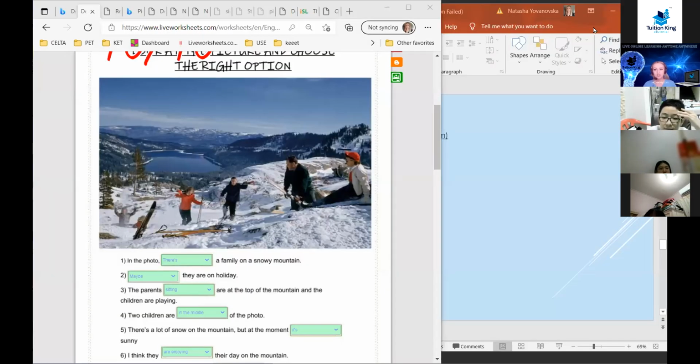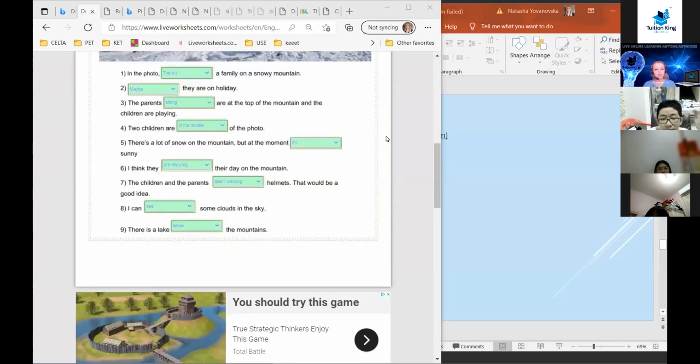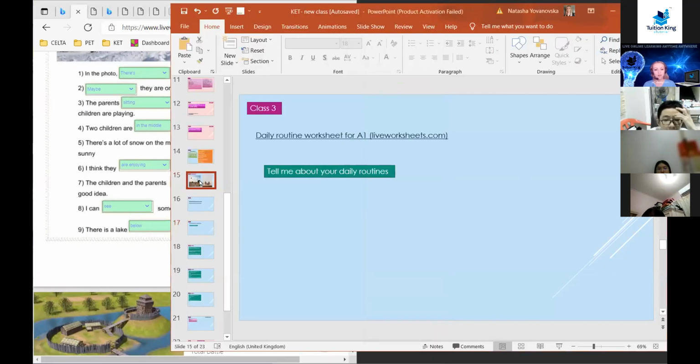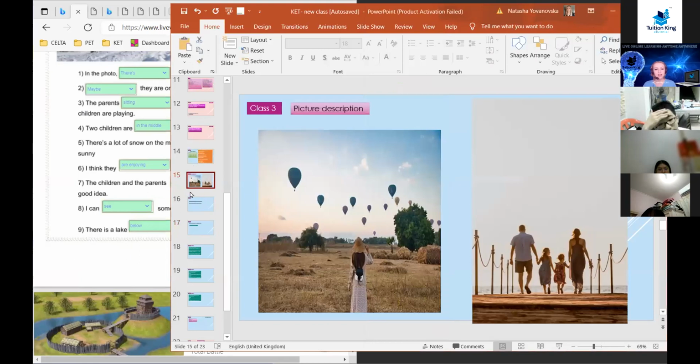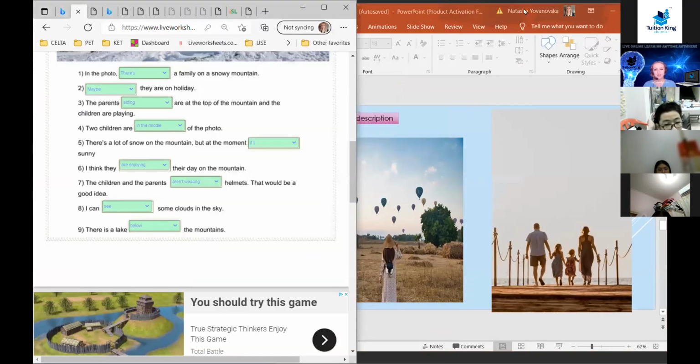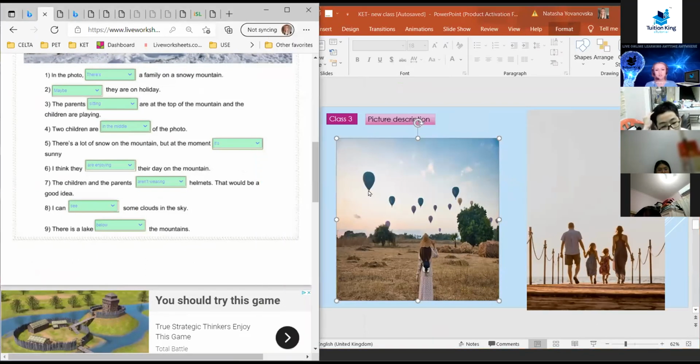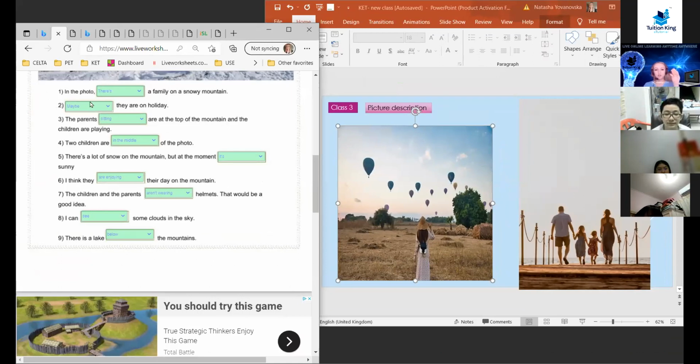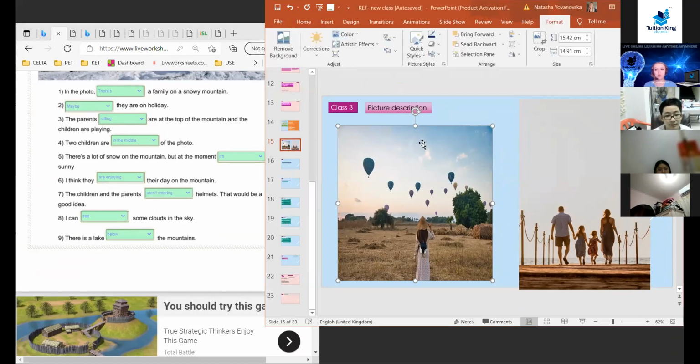Okay, so what's going on now? I'm going to scroll this up like this, and I will open the two pictures again. Now, what I want you to do is, let's first talk about the first picture. I want you to look at what's written in the task that we did previously. In this photo, there is. Use this kind of structure to describe the first picture. Who wants to go first?